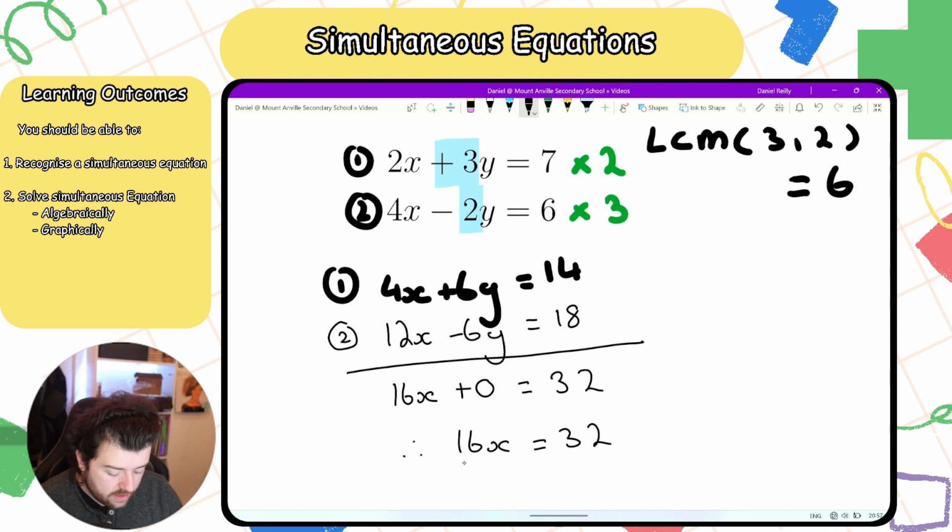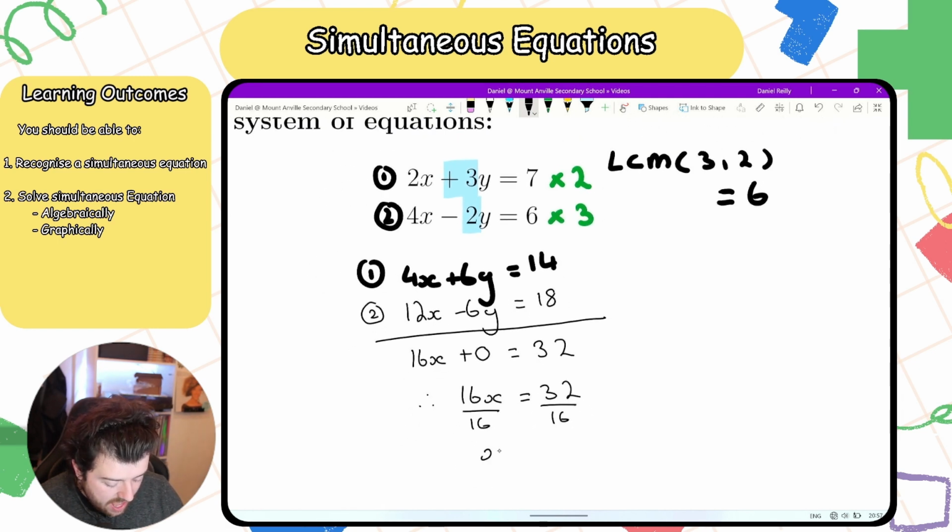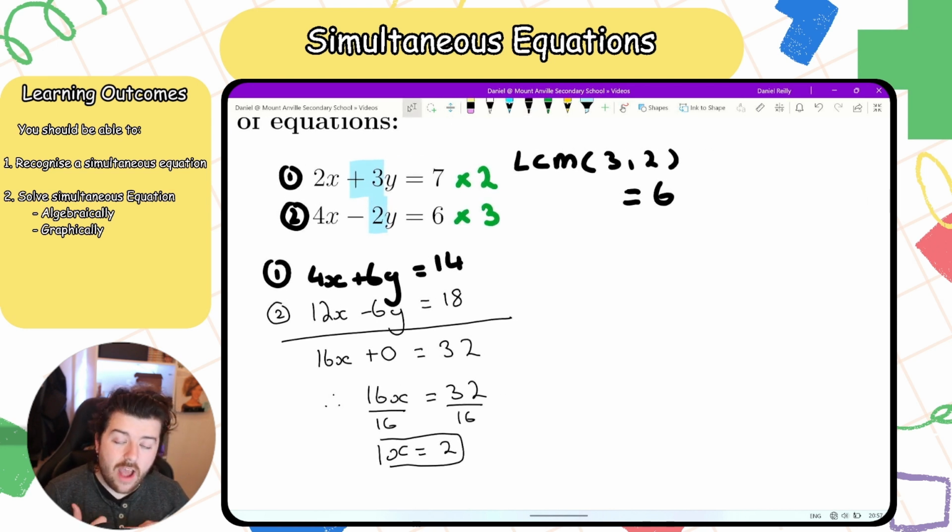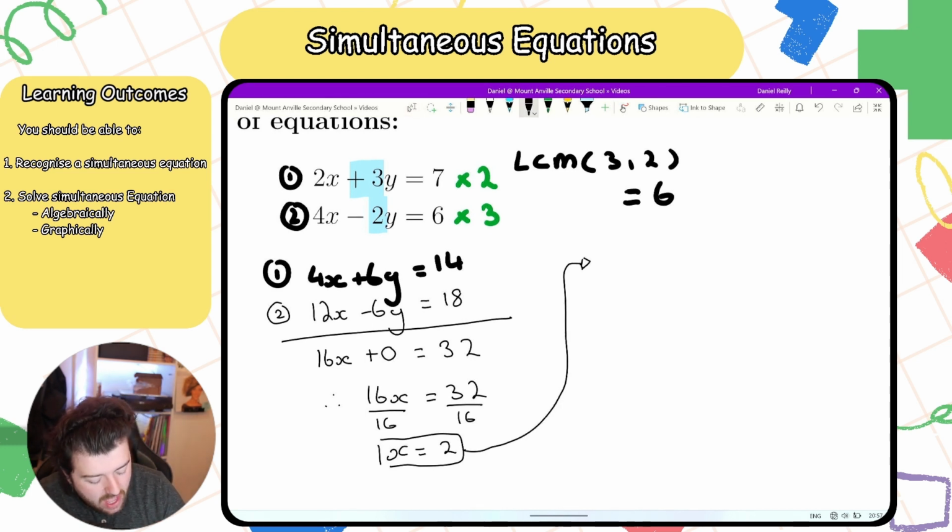Divide both sides by 16 and I get x = 2. And there you go, there is my first solution. Remember I said we're looking for x and for y, and I've only found x. So how do we find y? Well, I take this x = 2 and I substitute it into either equation 1 or equation 2. Whichever one you desire is okay. I'm just going to substitute it into equation 1 because why not?